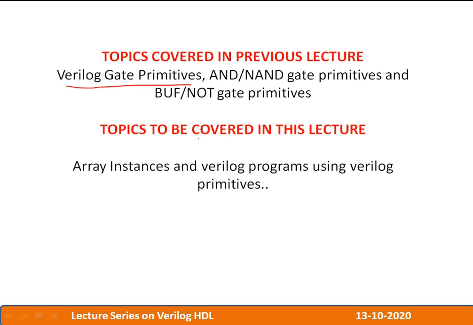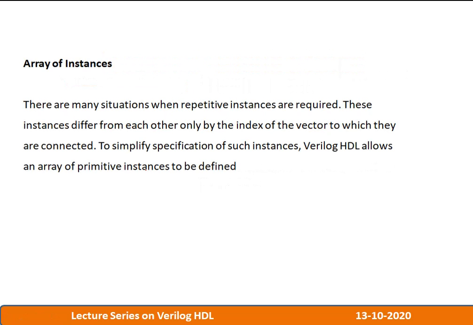Today in this lecture we will be mainly focusing on different array instances and certain Verilog programs with respect to array instances and different gate primitives. Now what are basically array instances? There are many situations when repetitive instances are required. For example, I'll be dealing with one particular circuit and I'll require many NAND gates or many AND gates. These instances differ from each other only by the index of the vector to which they are connected. In the sense, the pattern of those gates remains the same, the working remains the same, but the number of instances I'll be requiring would be more.